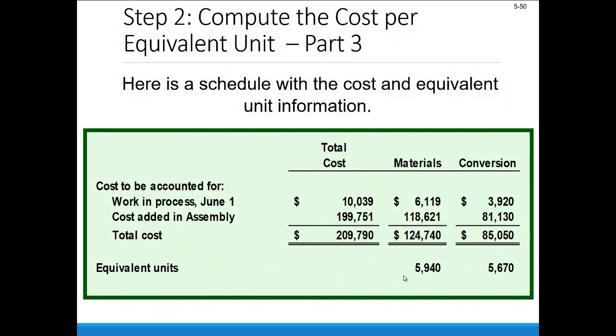So let's do that here for our example. Again, here are all the costs given in the previous slides: materials and conversion, beginning work in process cost, plus all the costs added during the period. And here was our equivalent units pulled forward from that earlier example as well. 5,940 with respect to materials, 5,670 with respect to conversion.